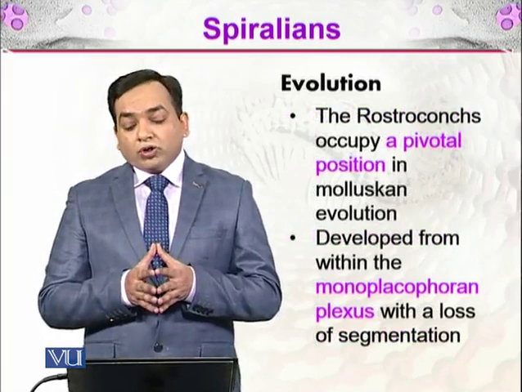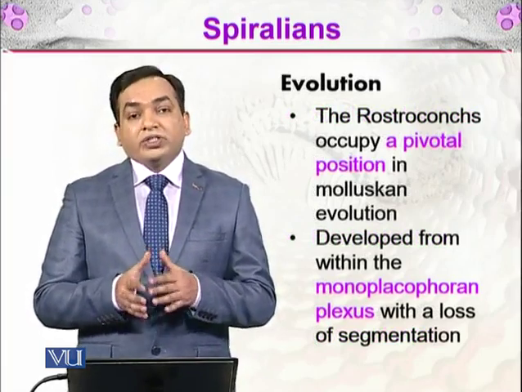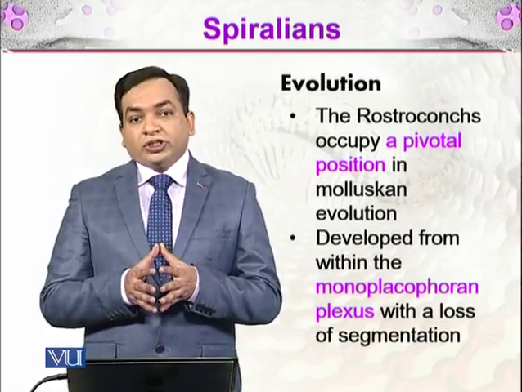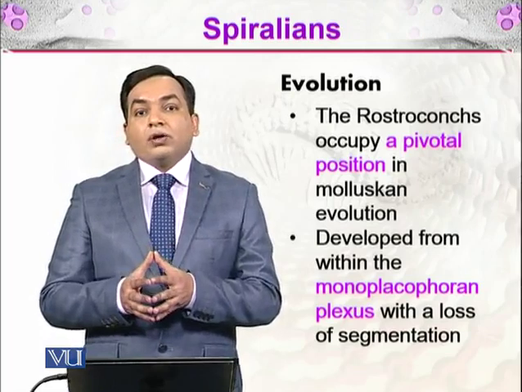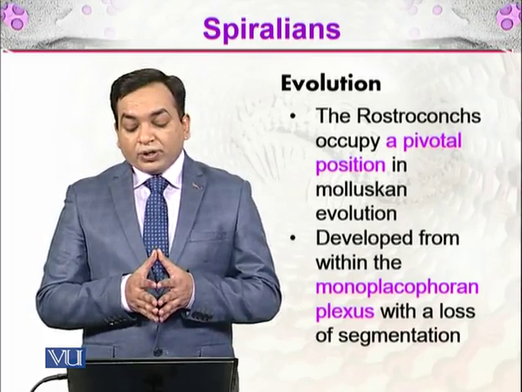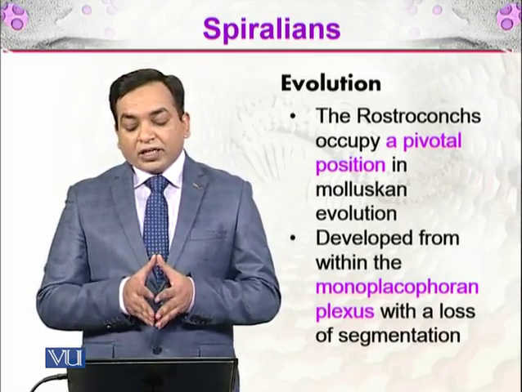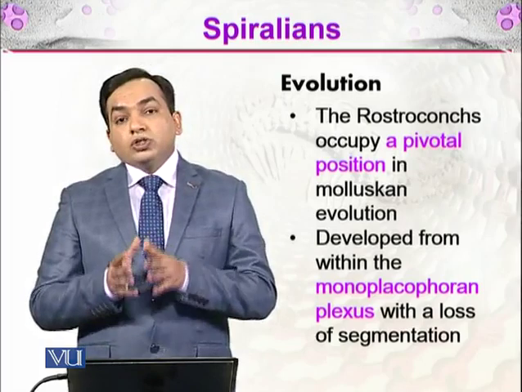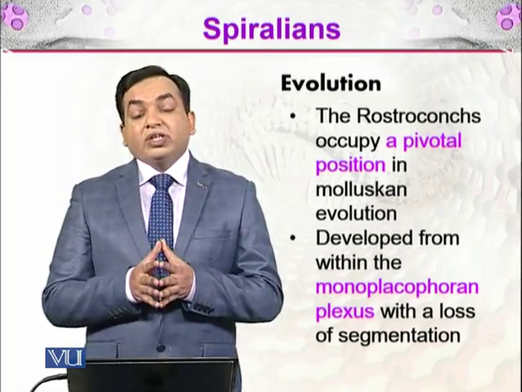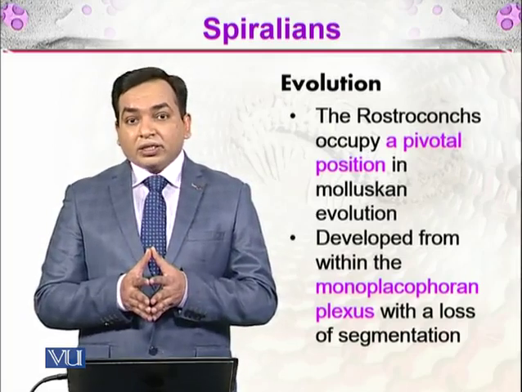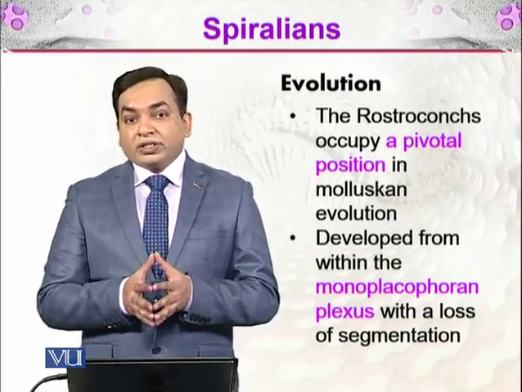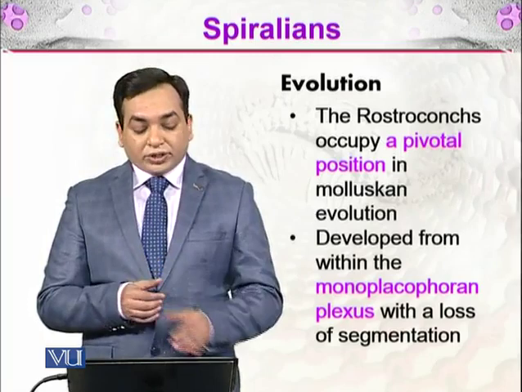So the Rostroconchs occupy a pivotal position in molluskan evolution. How is this possible? Because these are the ancestors of the mollusks that we see today. These were developed within the monoplacophoran plexus with a loss of segmentation. All the other organisms, just like bivalves, had the segmentation, but these were the organisms that lacked it, and they sort of have the same ancestor as the bivalves and other mollusks.